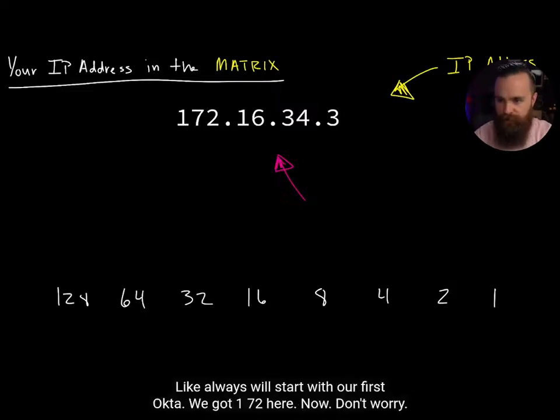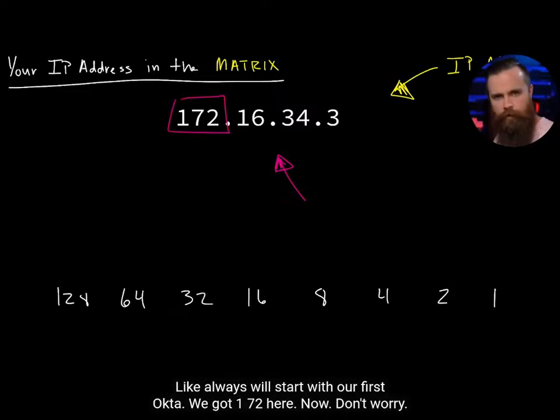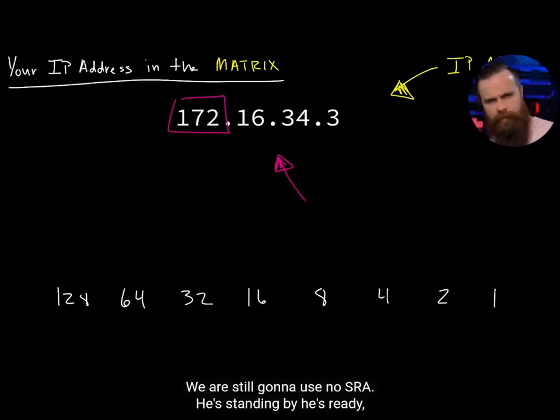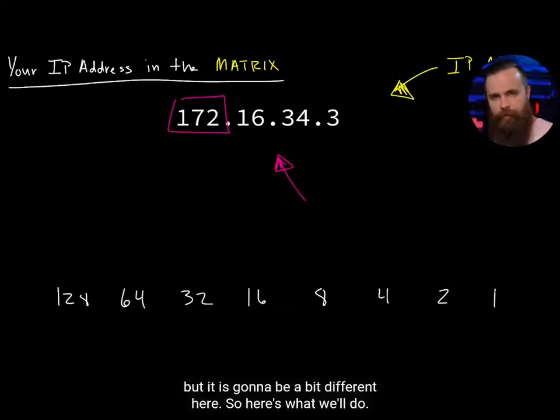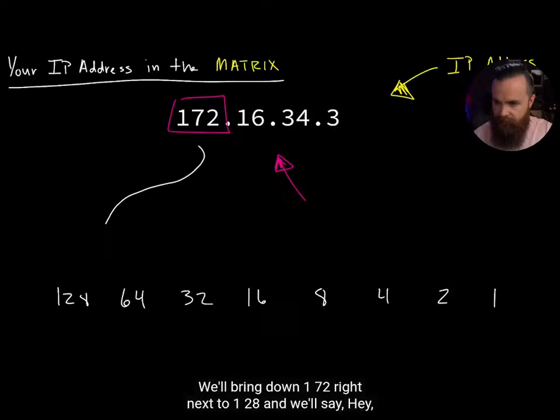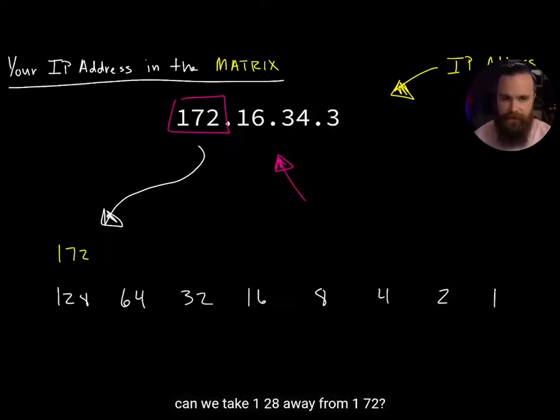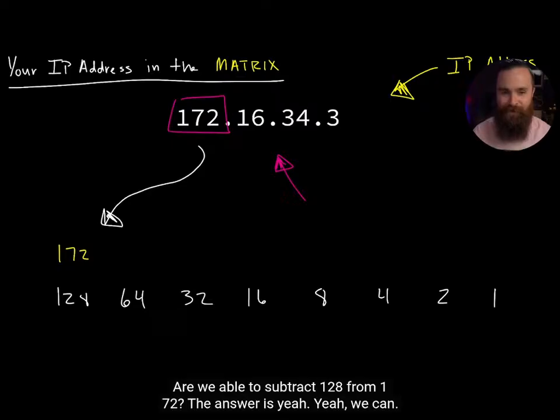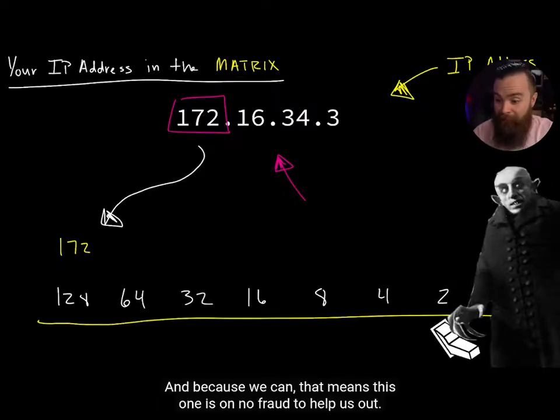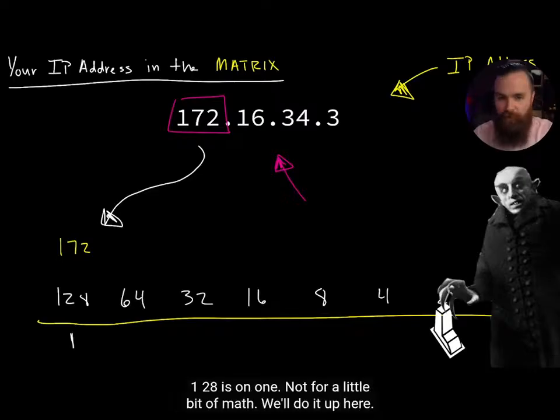Like always, we'll start with our first octet. We got 172 here. Now don't worry, we are still gonna use Nosferatu. He's standing by, he's ready. But it is gonna be a bit different here. So here's what we'll do. We'll bring down 172 right next to 128, and we'll say, hey, can we take 128 away from 172? Are we able to subtract 128 from 172? The answer is yeah, we can. And because we can, that means this one is on.